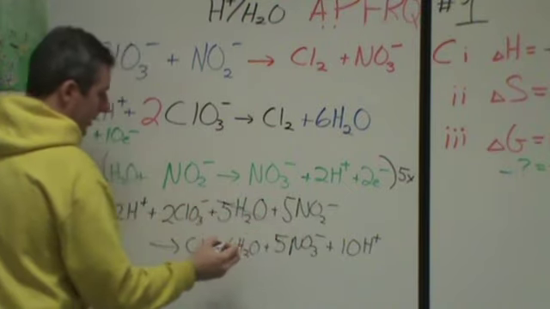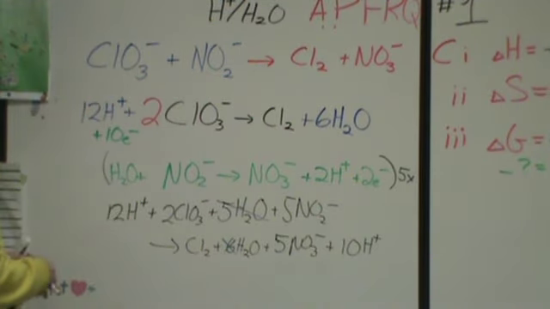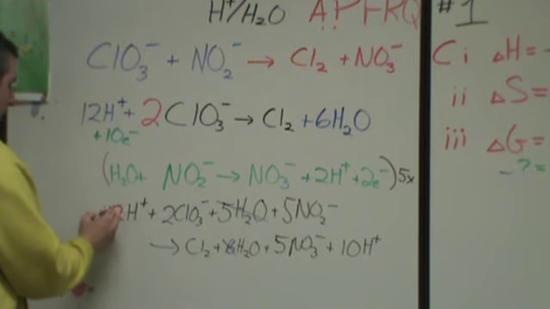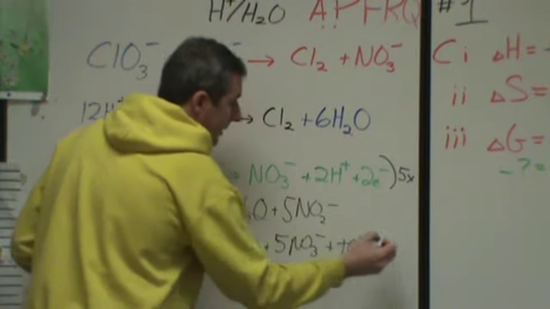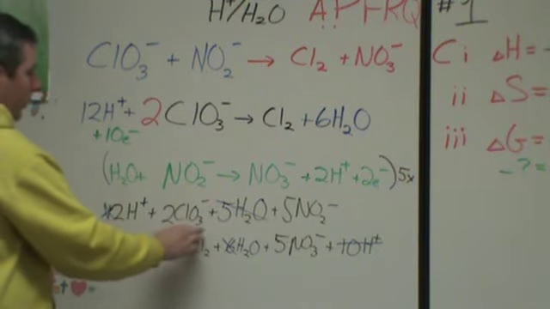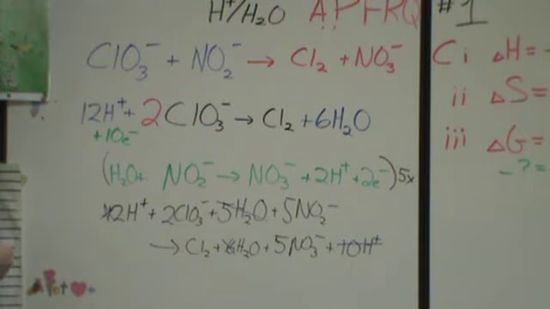So I have 5 waters, 6 waters. I'm going to cancel 5 of them to leave me with 1. Okay? Then I have 12 H pluses. I'm going to get rid of the 10 here, leaving me with 2. Cancel out these 10. Okay. So that would be it. So this would be 2 H pluses plus 2 chlorates makes 5 nitrates, chlorine gas, a water, 5 nitrates.